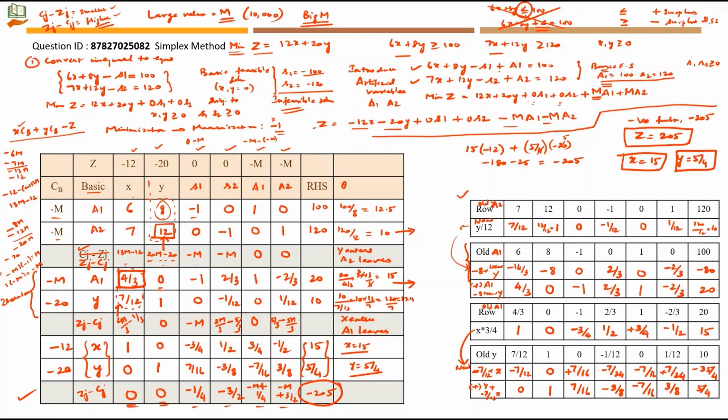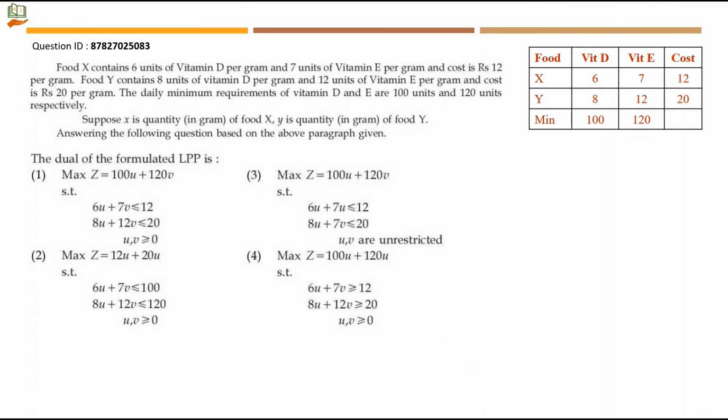So 15 is the x value, 5/4 is the y value and we have got the solution as 205 in the simplex method also. Now we will move to the next question. The dual of the formulated LPP is.